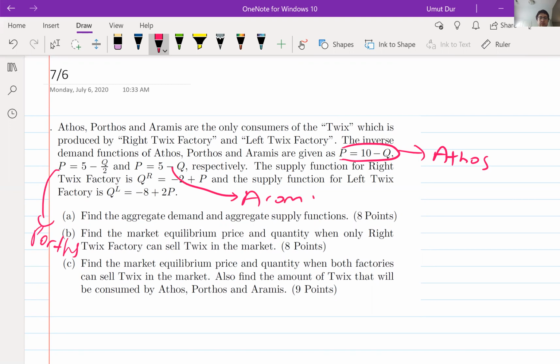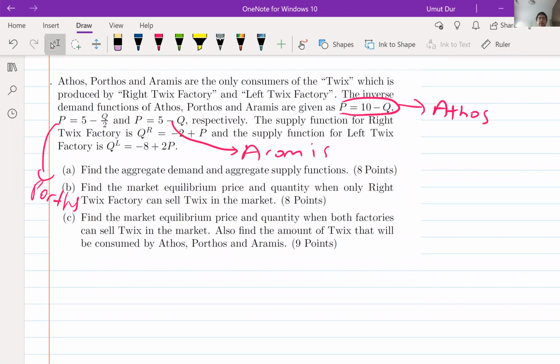Aramis. Okay. First of all, let me mention what we mean by the inverse demand. So I will close my video right now. Okay, so you can still see the screen, right? Yes, perfect. Okay. So what we mean by the inverse demand.